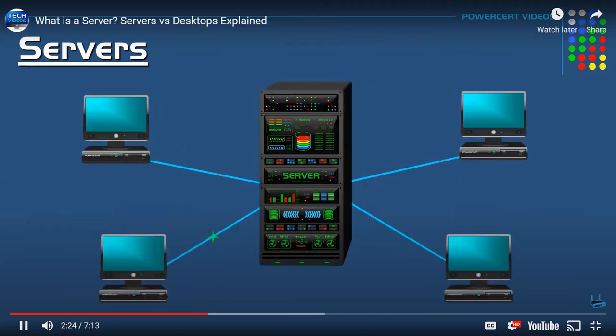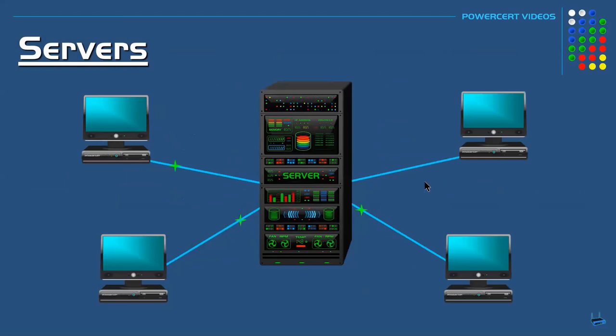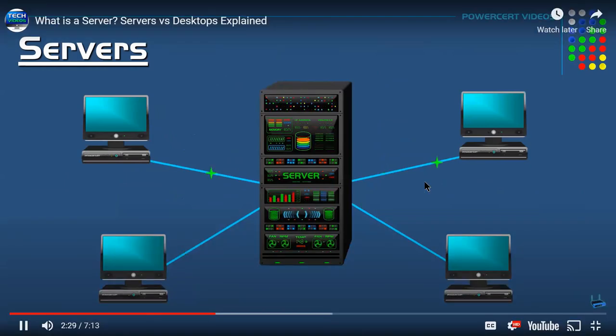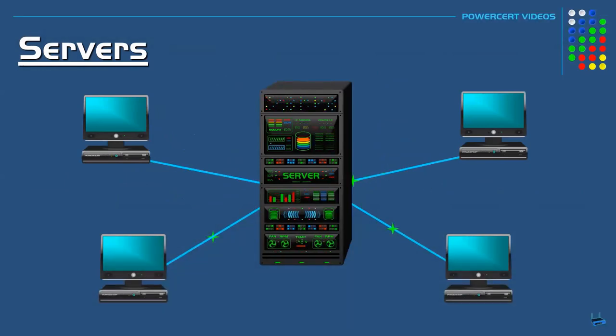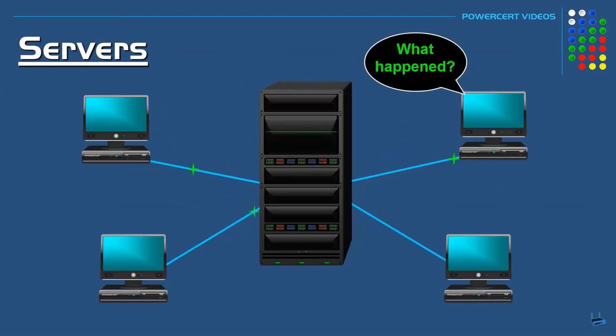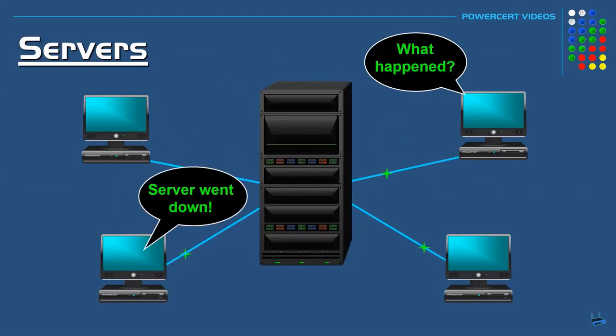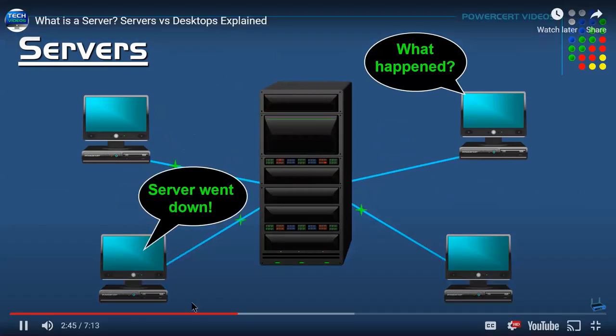Now, servers need to be up and running 24/7 because they are vital to an organization. And if a server does go down, then that could jeopardize a business or an organization. So this is why servers need to be more reliable. They need to be built with robust hardware that's able to run nonstop with little to no downtime.